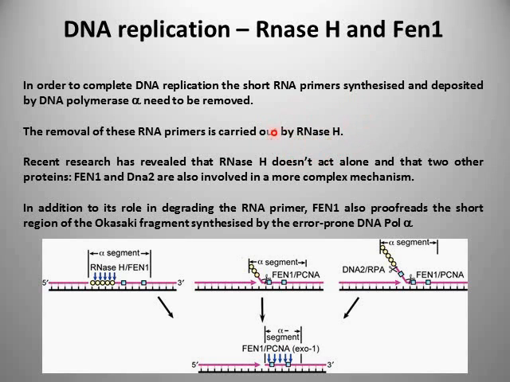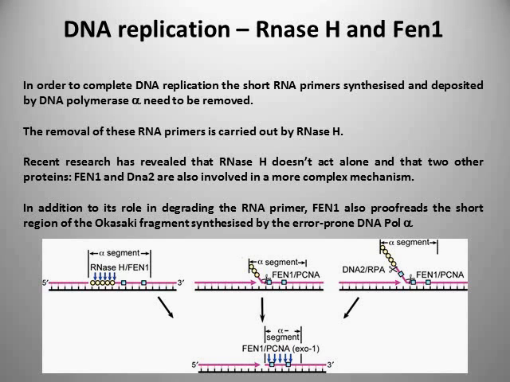Well, a major component in that mechanism is this RNase molecule, RNase H. The H stands for hybrid, and it's called hybrid because this RNase molecule will recognize regions of double-stranded DNA where you have DNA paired with RNA molecules. And when it's recognized those regions, it will degrade the RNA from that section. Now, it's not as straightforward as that, because recent research has shown that there are a couple of other proteins also involved in this mechanism called FEN1 and DNA2.